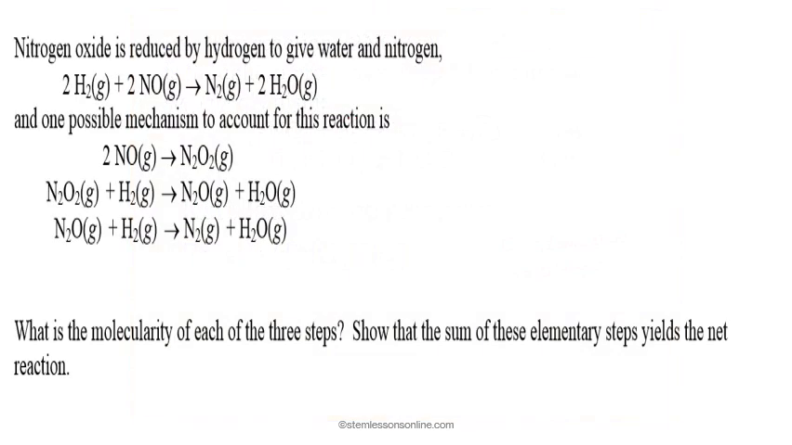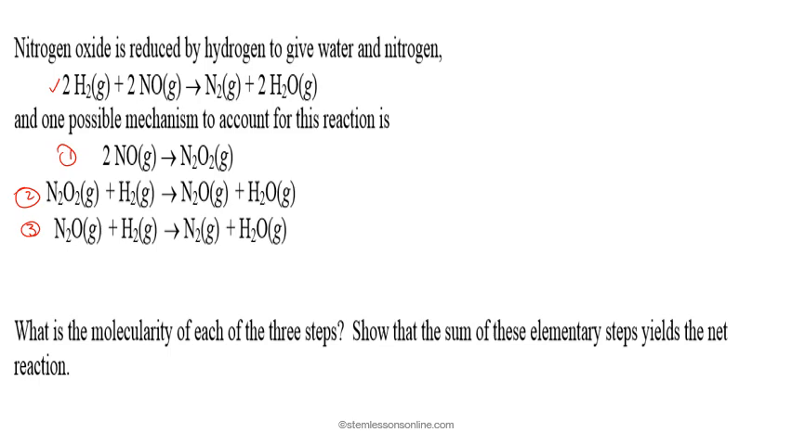Let's see another example here. Nitrogen oxide is reduced by hydrogen to give water and nitrogen. The equation is given: 2H2 plus 2NO gives N2 plus 2H2O. And one possible mechanism to account for this reaction has three elementary reactions. The first one is 2NO gives N2O2, and the second elementary reaction or process is N2O2 plus H2 gives N2O plus H2O, and the third elementary step is N2O plus H2 gives N2 plus H2O.